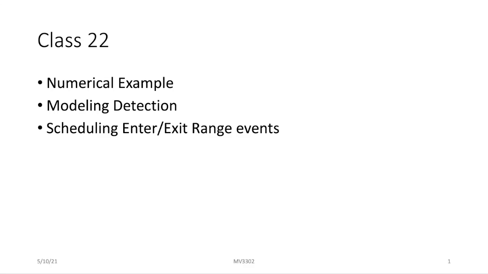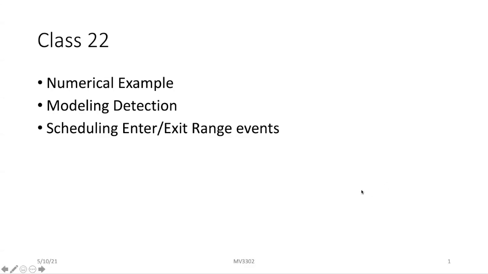We're going to stop here at just the detection part, but today I'm going to start looking at how we can capture that detection. Specifically, it has to do with modeling a sensor that just has a simple type of range. And then there are two key events, which are when a target enters the range and when a target exits the range. And we'll see what that's about.